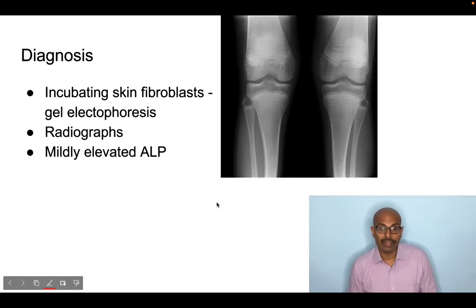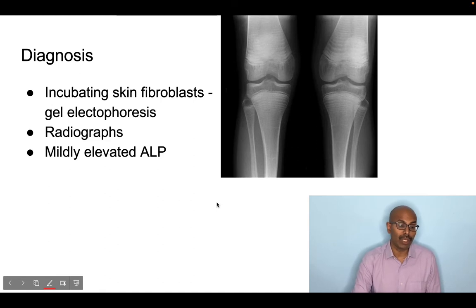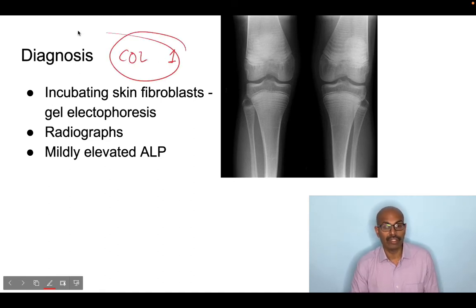How do you diagnose osteogenesis imperfecta? You need a genetic diagnosis. To get a proper diagnosis, you need to culture the skin fibroblasts and do a gel electrophoresis using PCR technique, and then you can identify the COL1 gene mutation, which is seen in these conditions.